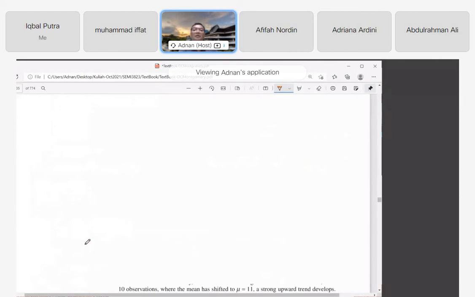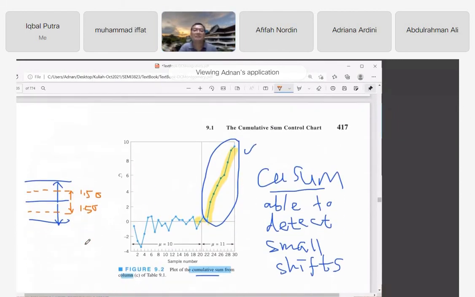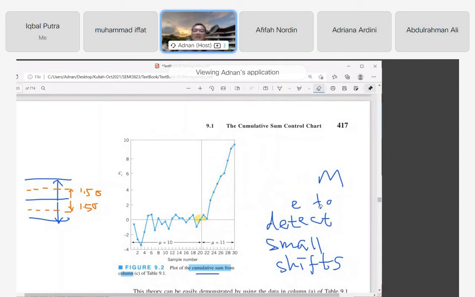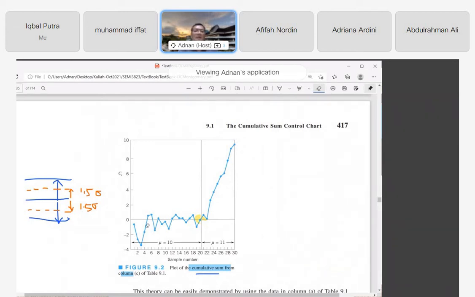Okay, from the plot that we have here, where is the H value? We need to decide where the H value is, which is like a control limit that lets us detect the false alarm.